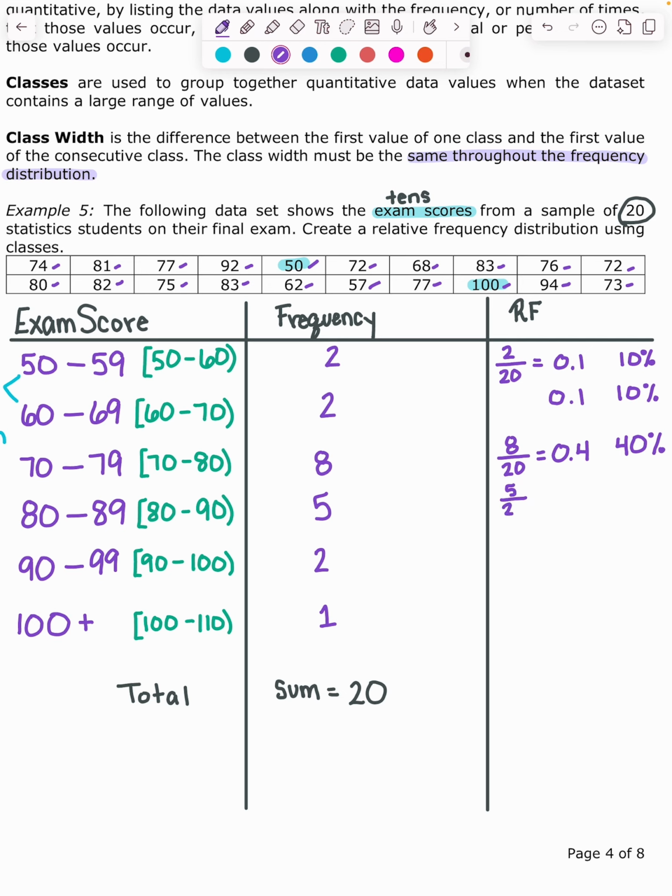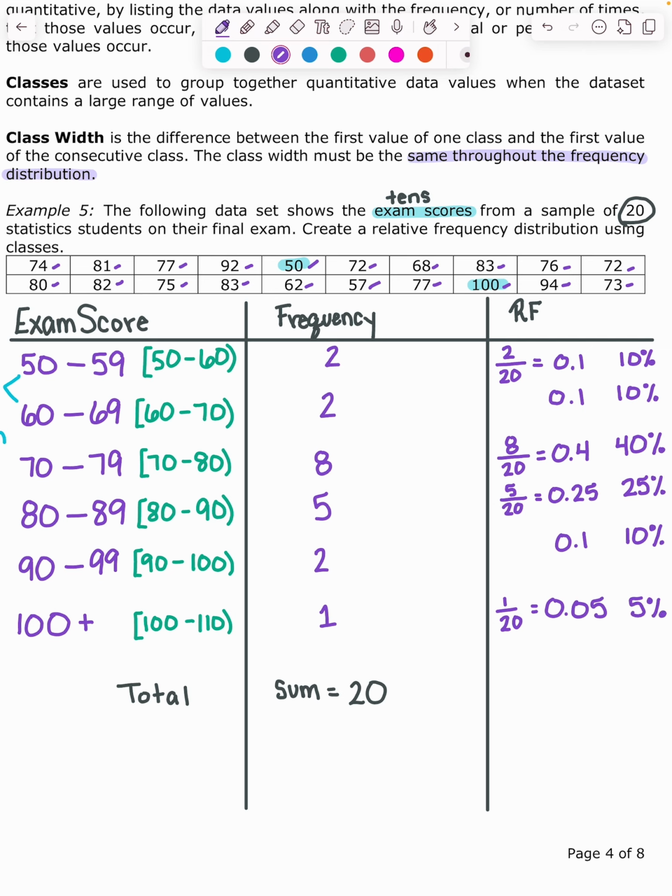5 over 20 is 0.25 or 25%. We have another 2 over 20, so that's 0.1 or 10%. And then 1 over 20 is 0.05, which is 5%.